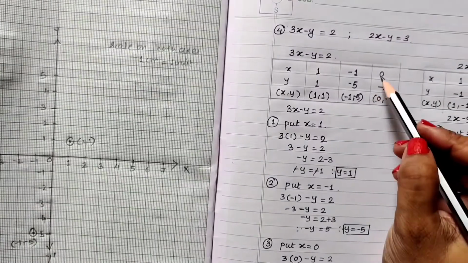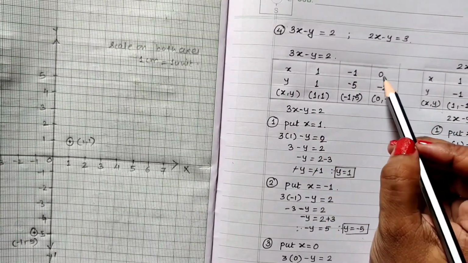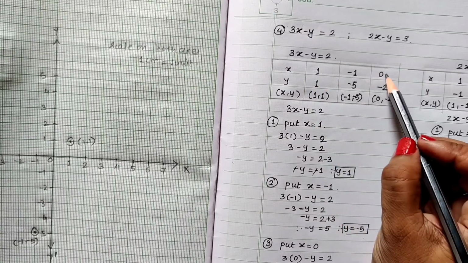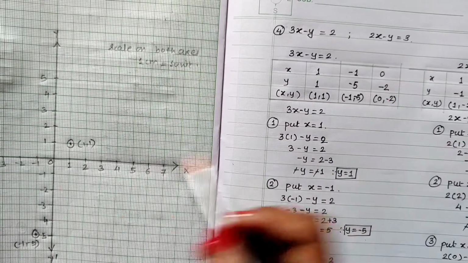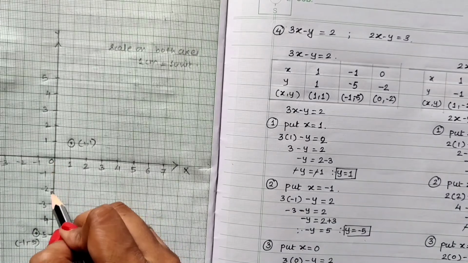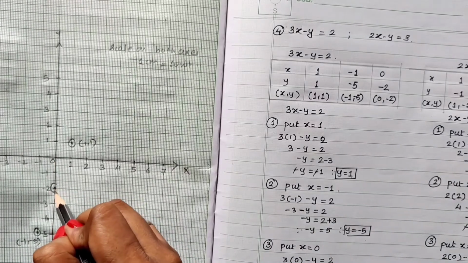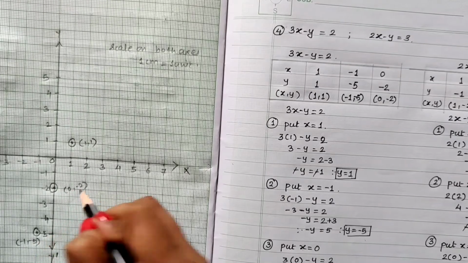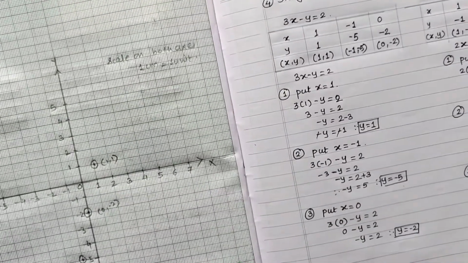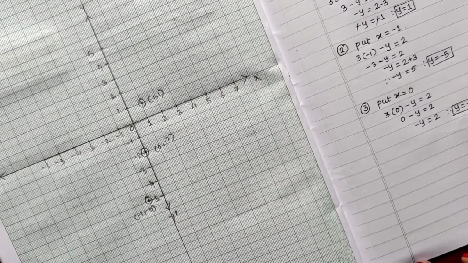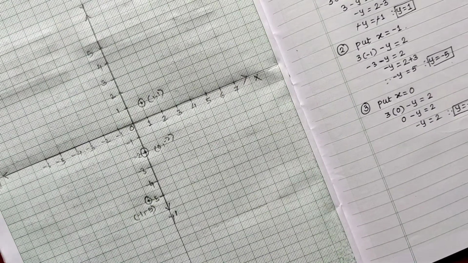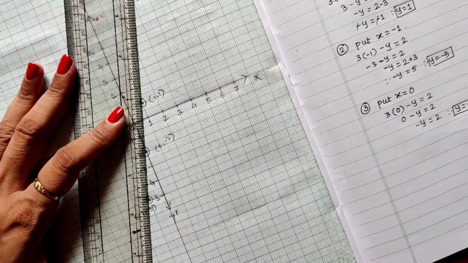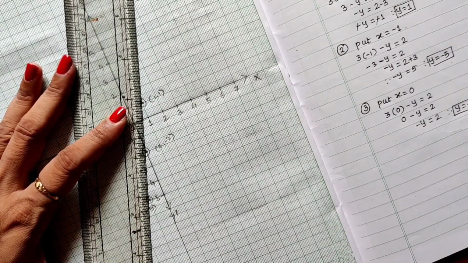Now the third point is 0, 2. As the x coordinate is 0, the point will be on the y-axis. So from 0 on x till minus 2 on y. So the point is on the y-axis. This is 0, minus 2. Now let us draw the line passing through all these 3 points. See that the line should pass through these 3 points properly.